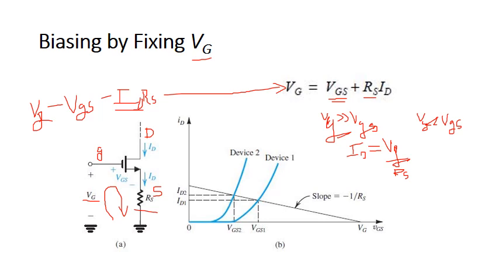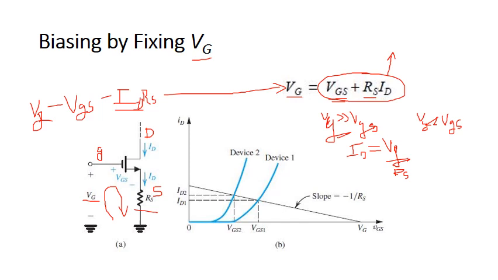In a more detailed way, assume that by any chance ID increases. If ID increases, Vg is fixed, so this quantity should be equal to Vg. By any chance, if ID increases, then Rs cannot be changed. Rs is fixed, so VGS has to vary such that this quantity will be equal to Vg.